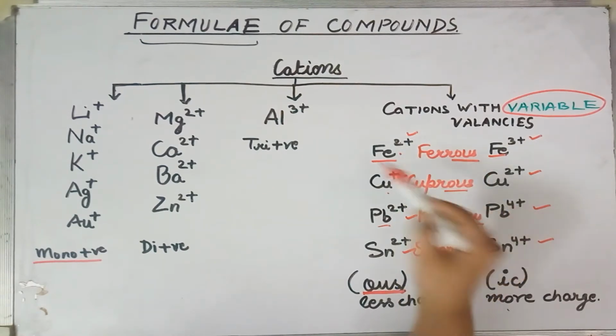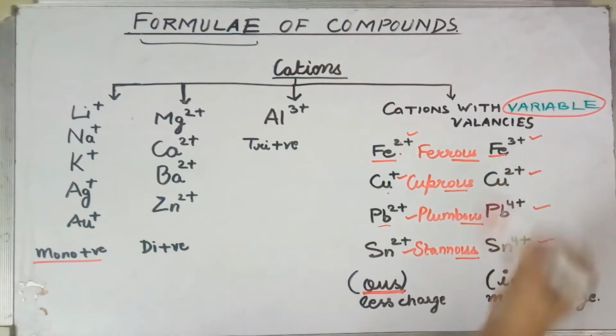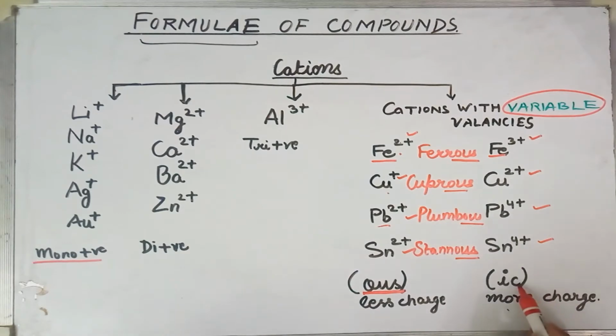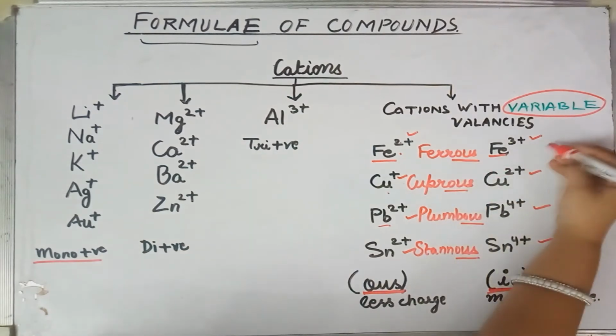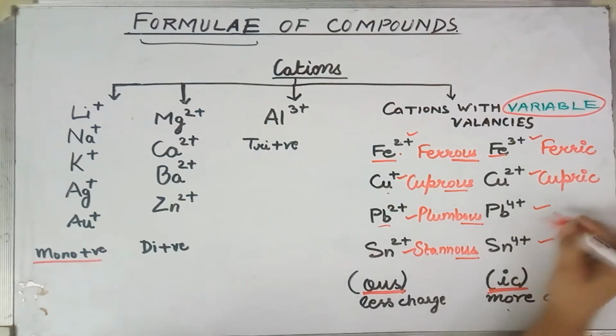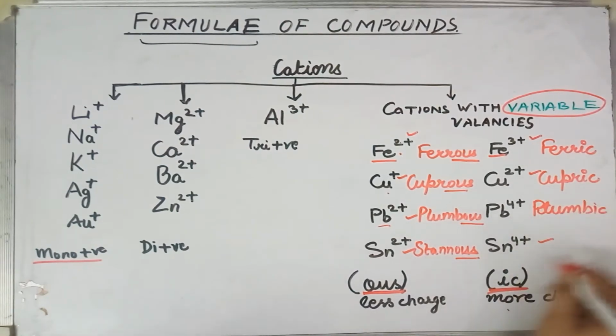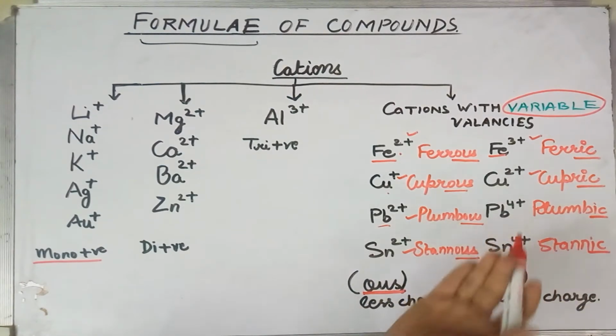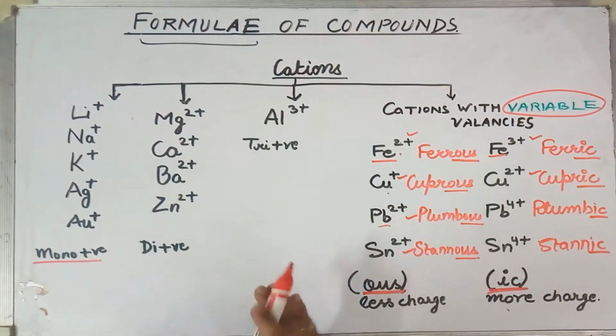So this is ferrous. In the same pattern, we have another naming for the ions with more charge, which will be suffixed with 'ic'. So if it is ferrous, the other will be ferric. If it is cuprous, it will be cupric. This is plumbic and this is stannic. What is common here? Ic, ic, ic and ic. So the ions with less charge will be named with 'ous' as a suffix along with their names.